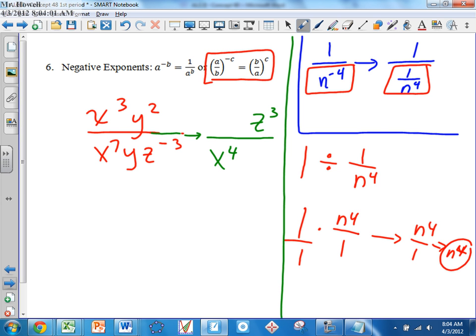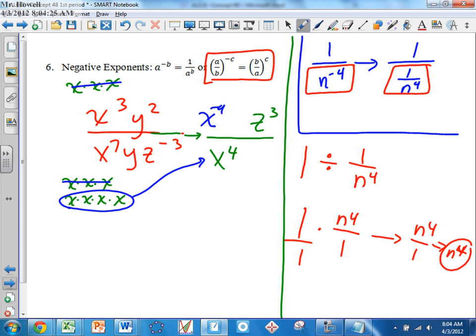Or you can just look at it and say to yourself, this is what's really going on. Clearly, these 3 cancel with these 3, leaving these 4 behind in the denominator. That's what you can always think about. Or you can memorize 3 minus 7 is negative 4. You would end up getting x to the negative 4, but then you would make it positive and move it down to the denominator. So either way, it works.